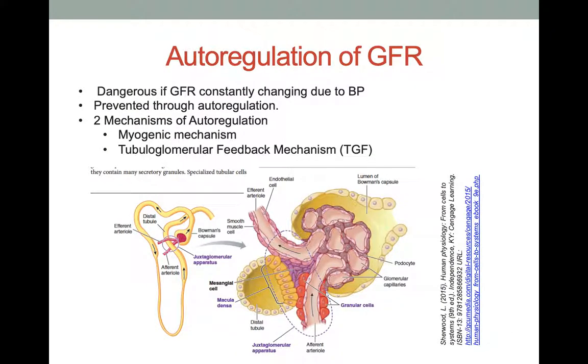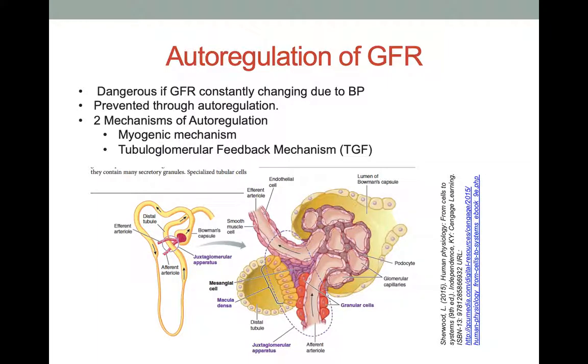Okay, autoregulation of GFR. It would be dangerous if the GFR were constantly changing due to blood pressure. If our arterial blood pressure were the main factor controlling our GFR, then as we exercise and do other things in everyday life, we'd be messing with that. So we don't want that to happen immediately. We prevent this through autoregulation, and we do this with two mechanisms: the myogenic mechanism and the tubuloglomerular feedback mechanism.